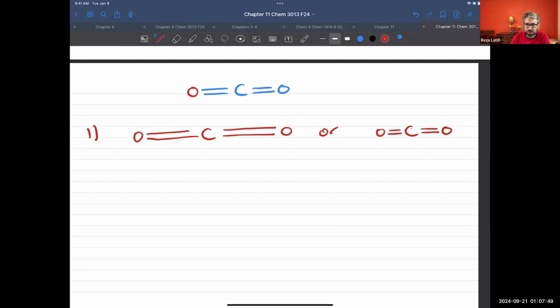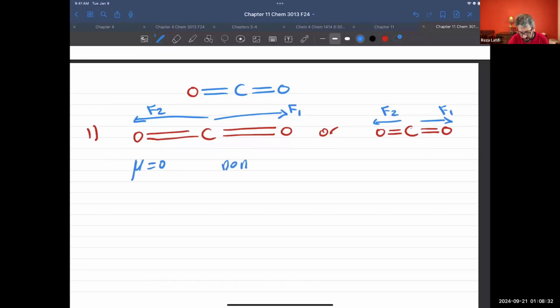In both cases, this oxygen is going to pull to the right side, so I get F1, which is going to be canceled by F2. And I have the same forces here. So in any mode, that vibration is not going to be active. And that type of vibration, we call it symmetrical. So when you have two bonds getting close to each other or far from each other, and they are made of the same elements, like carbon and oxygen, because mu will be equal to 0, it will be not active in IR.